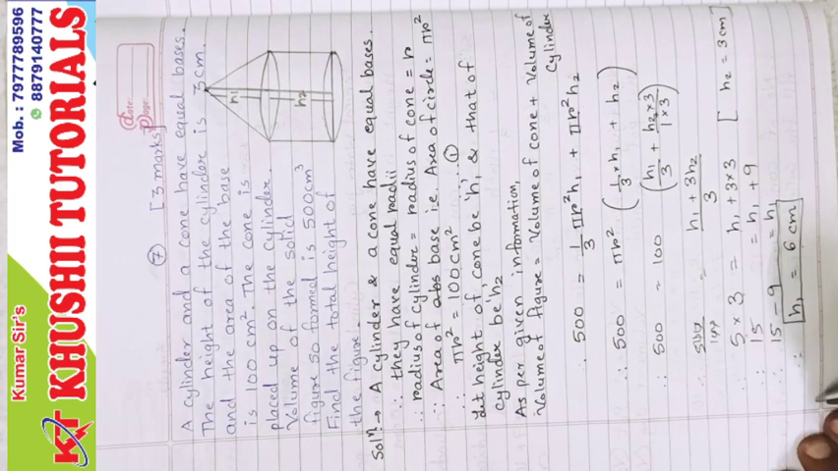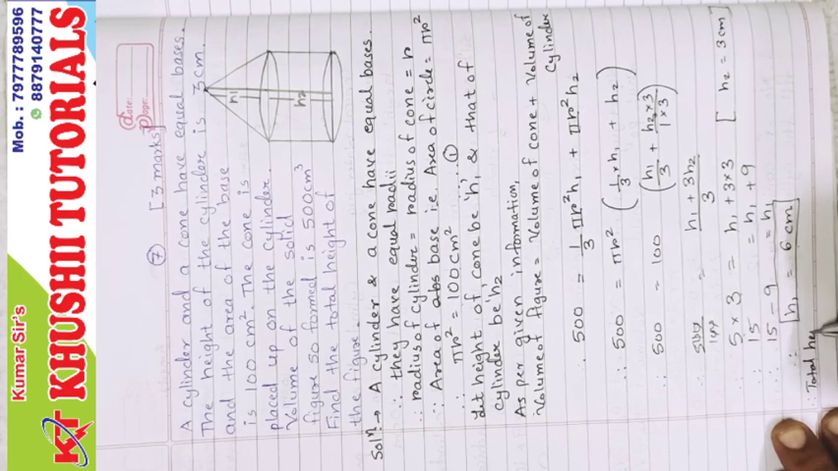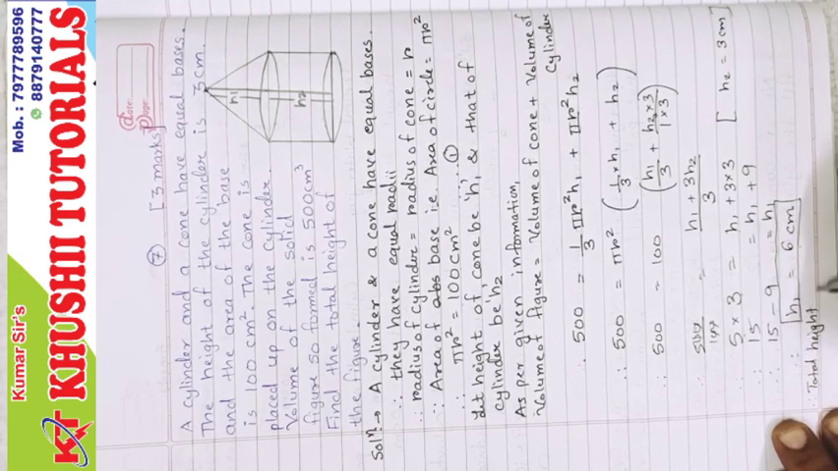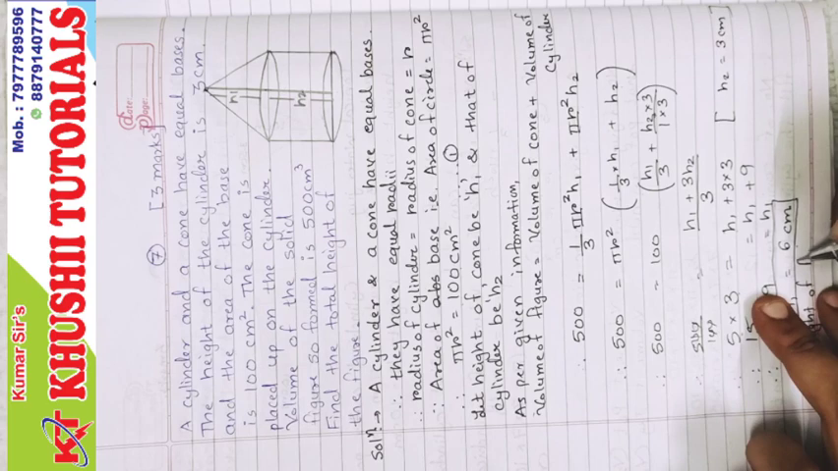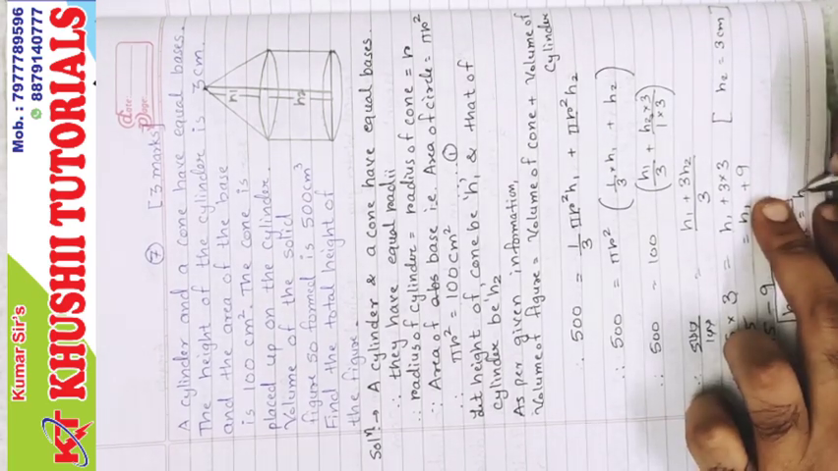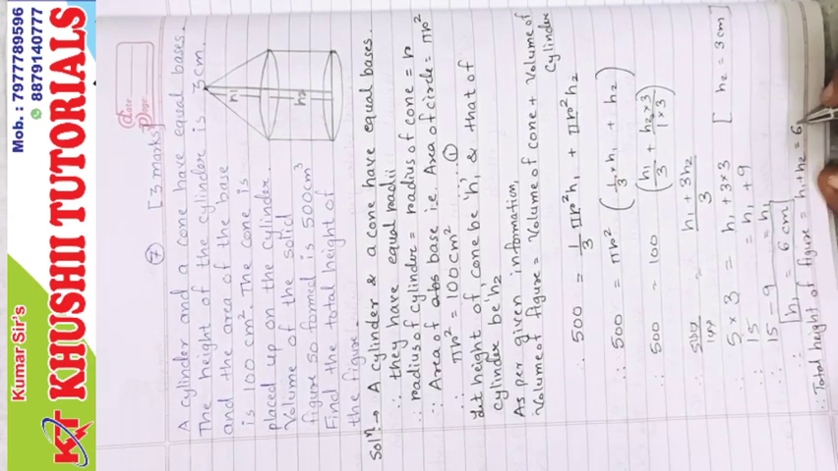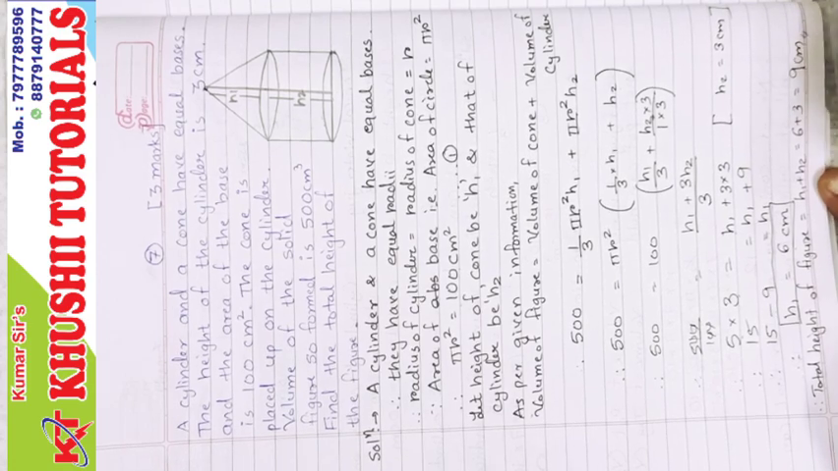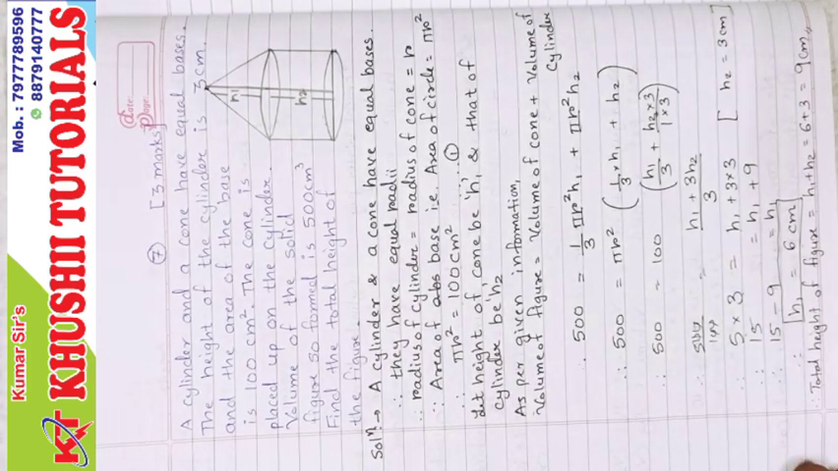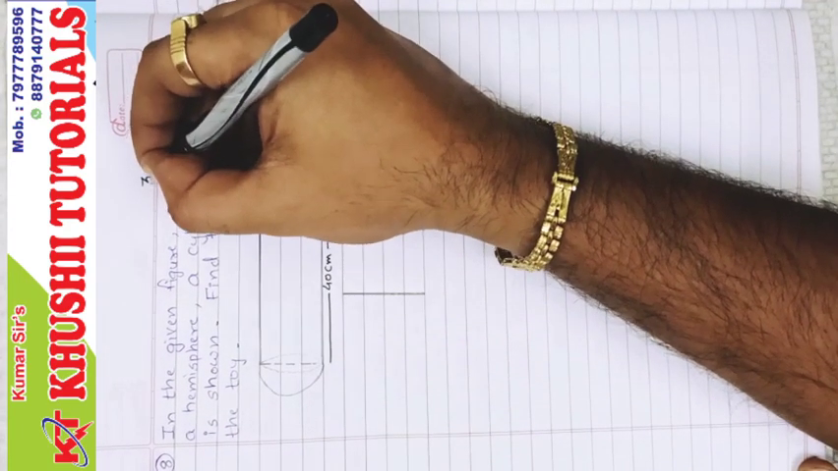Therefore, total height of figure is equal to h1 plus h2. h1 is 6 plus 3 equal to 9 centimeter, and this is the answer of sum number 7. Sum number 8, which is of 3 marks.